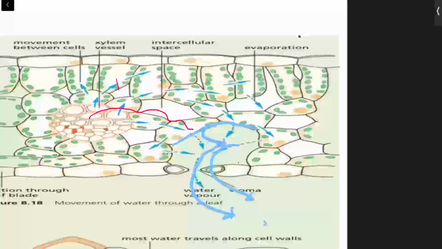Water vapor is a gas. Gases move through diffusion. Gases don't move through active transport. Gases don't move through osmosis. Osmosis, the movement of substances through osmosis, the only substance is water. When it comes to gases, it's diffusion. That's why when we say carbon dioxide enters and leaves the blood or the tissues, it's diffusing. It's moving through diffusion.